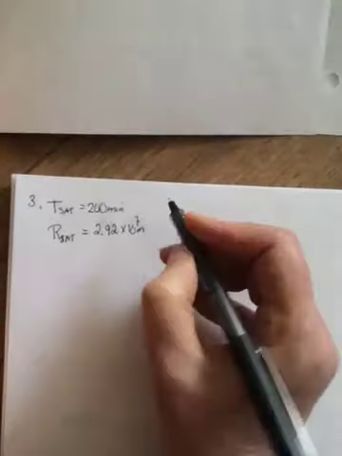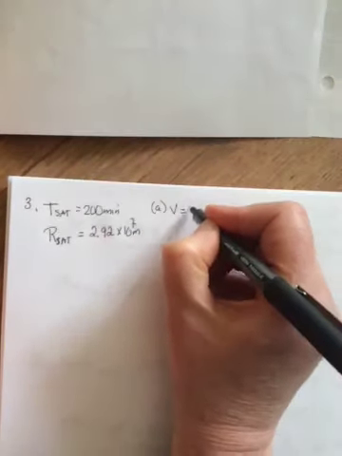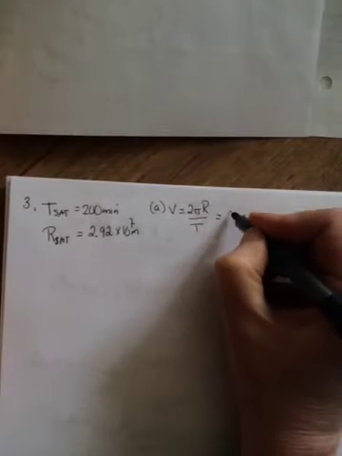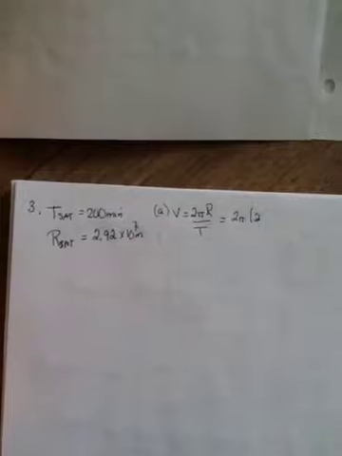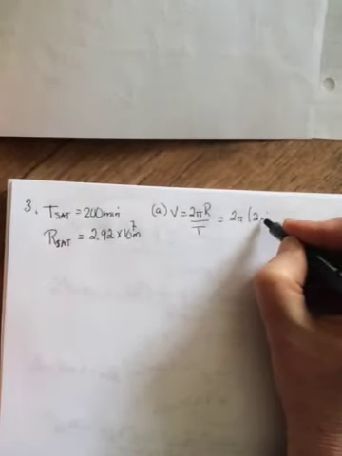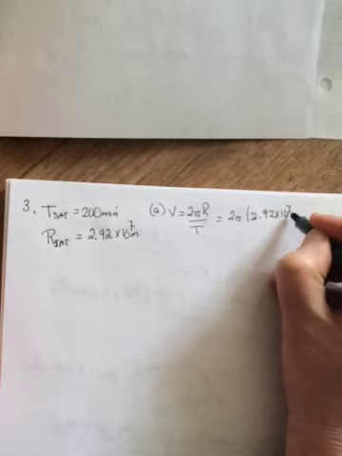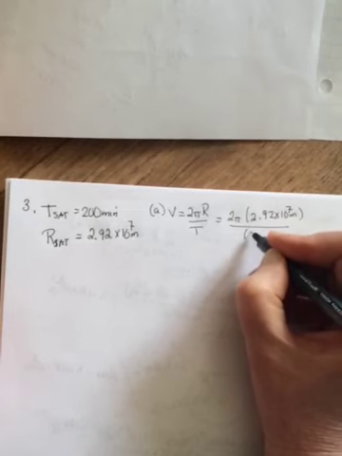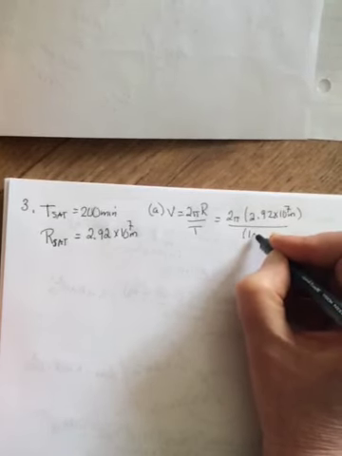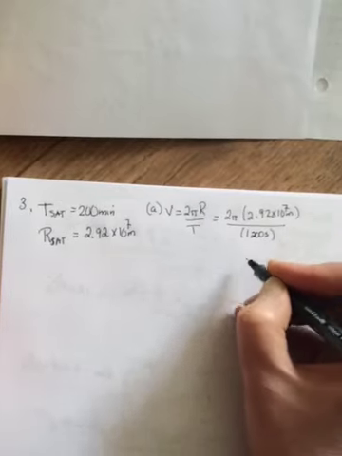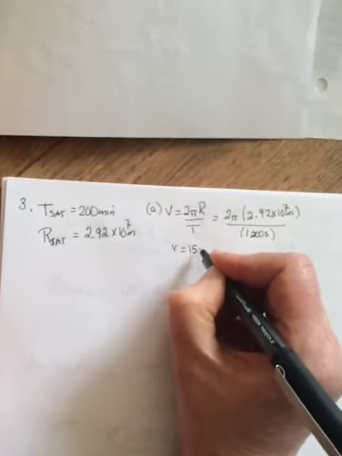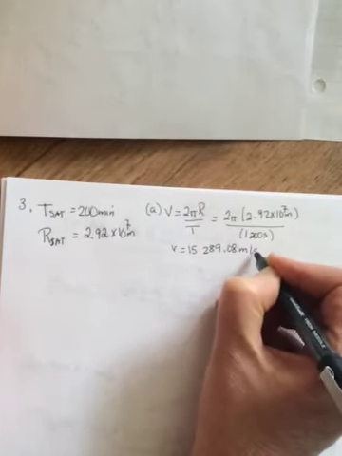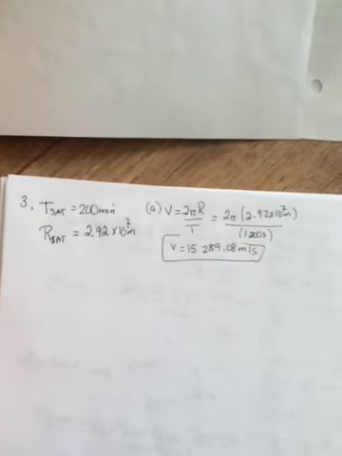Calculate the average speed. So this time I would use the v equals 2 pi r over t because they've given us the r and the t. So 2 pi times 2.92 times 10 to the 7th meters, and the t, 200 minutes times 60 seconds should be 1,200 seconds, and you should get a v of 15,289.08 meters per second. Okay, for our speed.